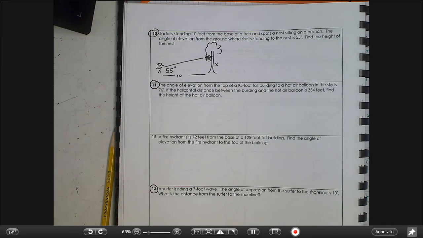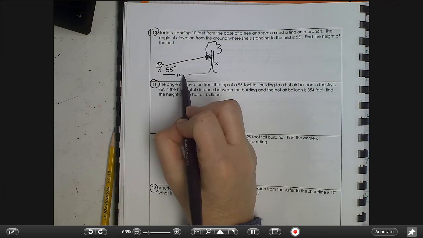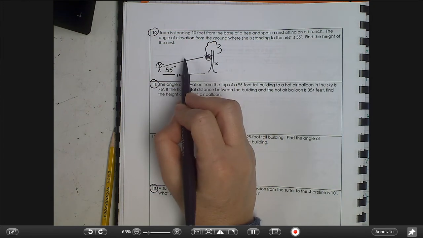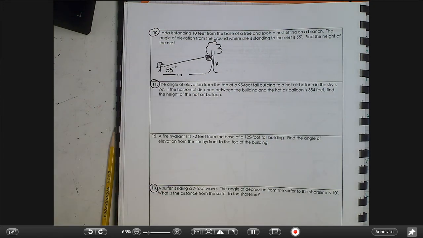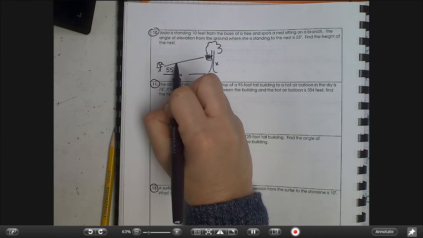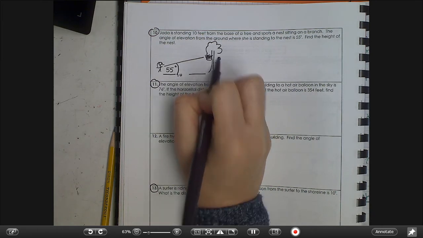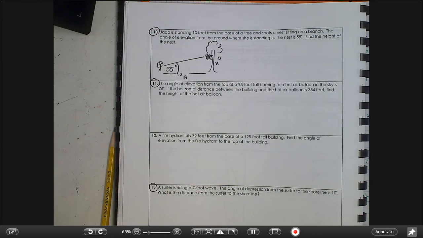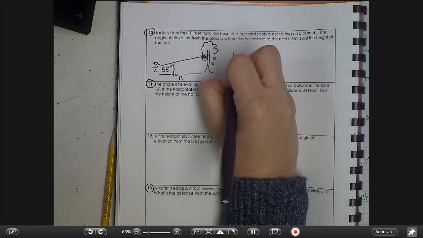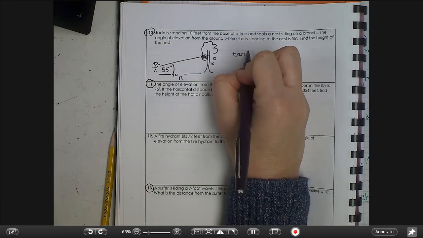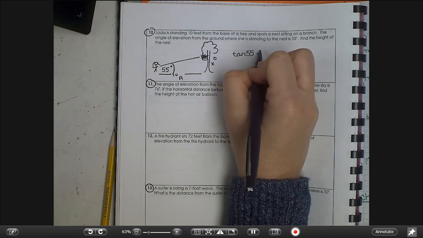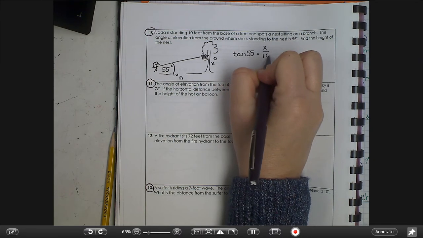All right, so now we need to decide, are we going to use the Pythagorean theorem? Well, no, because we know one side and we're looking for a side, but we don't know 2. So this is not a Pythagorean theorem problem. Are we going to use sine, cosine, or tangent? Well, from our angle, we have the opposite side and the adjacent side. We don't have the hypotenuse. So think for a second, which trig function has the opposite and adjacent sides? Yep, it's tangent. So we're going to do tangent of the angle, 55, equals opposite, x, over adjacent, 10.